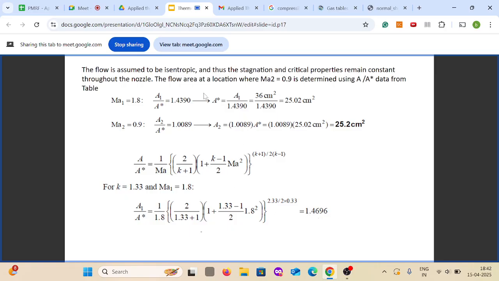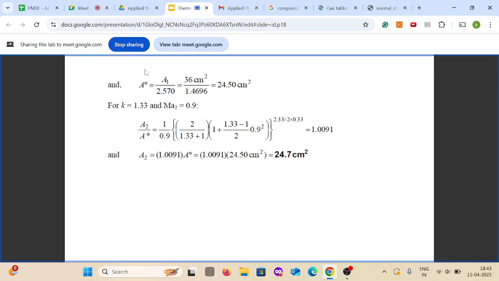1.4696. So here the same expression can be used if the table is not provided. You can substitute k value as 1.4 and you will find that the ratio comes out to be 1.439. Here we are substituting k as 1.33 and the area ratio comes out to be 1.4696 for the area at Mach number of 1.8 to the area of the throat, where Mach number is 1. From here we can find A star as 36 divided by 1.4696, which comes out to be 24.5 centimeter square.